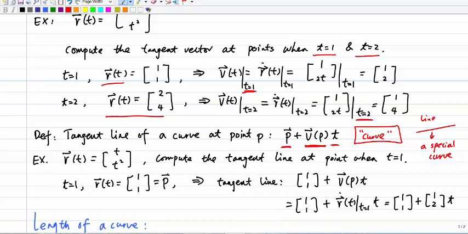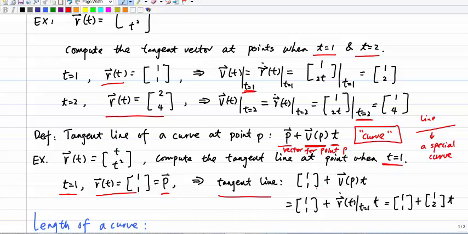That's it. For example, if r sub t, the curve, is given by t and t squared, I want to compute the tangent line at the point when t equals 1. First of all, I have to calculate this point, because I need to know the vector for this point P. So I just substitute t with the actual value, t equals 1. This is 1, 1, because 1 squared is 1. So (1, 1) is my point P, the vector for the point P.